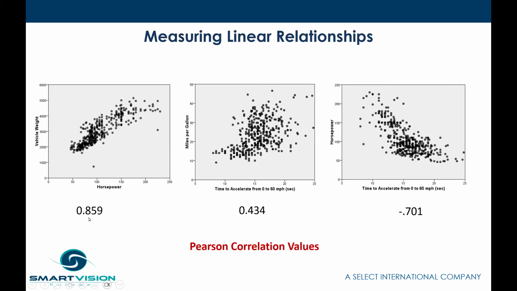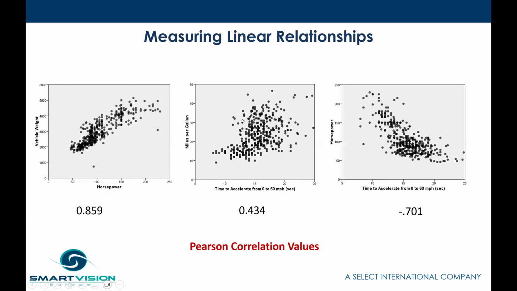Obviously it isn't, but +1 would mean it is a perfect relationship and every single data point would fall perfectly along a straight line. But it's a pretty strong relationship, and it means that you could use horsepower to predict vehicle weight and vice versa.